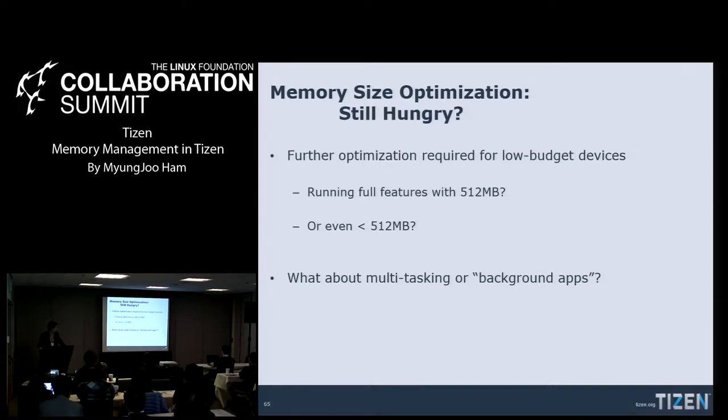And another issue with memory size is about the multitasking or background apps. If you allow multitasking or background apps running while the foreground application is running, then these background or multitask processes will consume the memory. If you want to use it for low-budget devices, then I guess you need to limit or restrict any background applications.